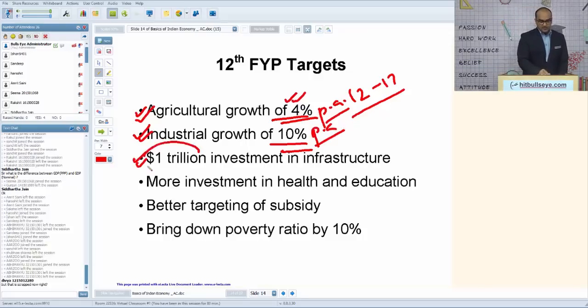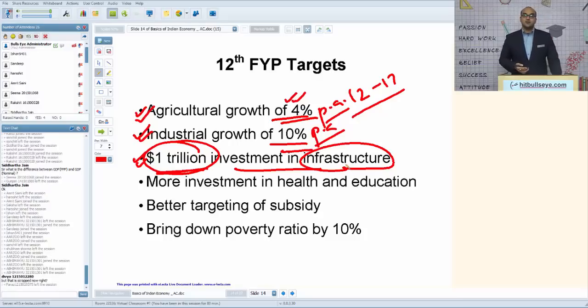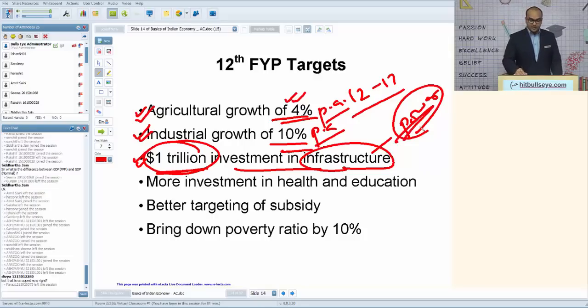And this is the most important aspect of the 12th five-year plan. We need more than $1 trillion investment in infrastructure. This includes roads, railways, telecommunications, shipping, etc. Also, more critically, that is power. So India is a power-starved nation. So we need more than $1 trillion to finance our growing infrastructure needs.